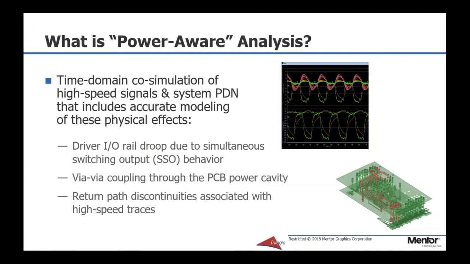Power-aware analysis is the co-simulation in the time domain of high-speed signals together with the effect of the power distribution network effects that we need to incorporate into this analysis. The first one is the simultaneous switching output effects, which cause voltage droop in the voltage rail. There is also the via-to-via coupling through the PCB power cavity and return path discontinuities associated with the high-speed traces. The first two effects are the most prominent ones, so we will focus on them.